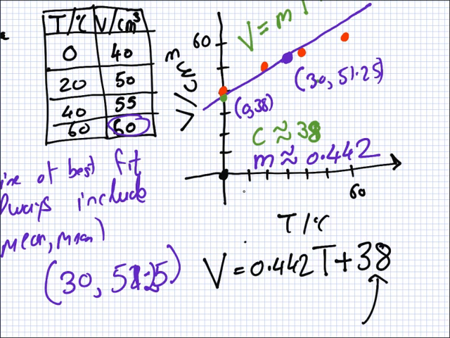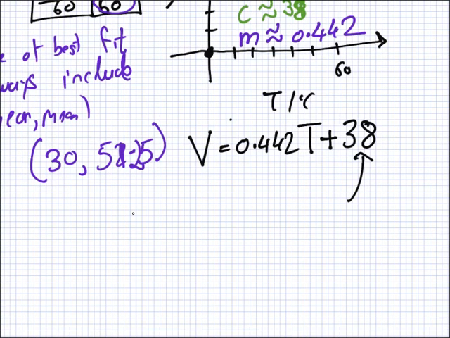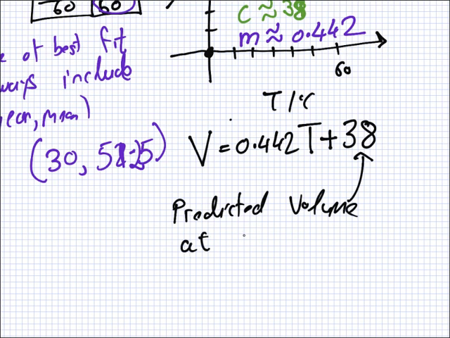This 38, this intercept of 38, is what you might call the predicted volume at T equals 0 Celsius. So, what we've actually done is we've made a prediction. We've taken our data, we've modelled it, we've fitted a line to the data, and now we've made a prediction. We're predicting that at 0 degrees Celsius temperature, we'll have a volume of 38 centimetres cubed.